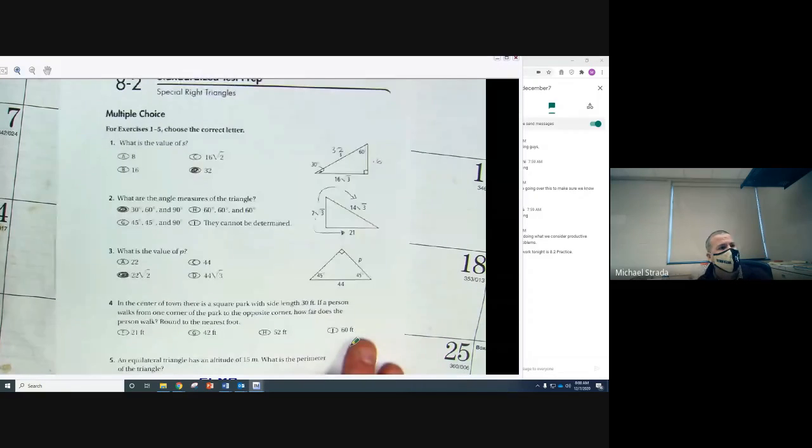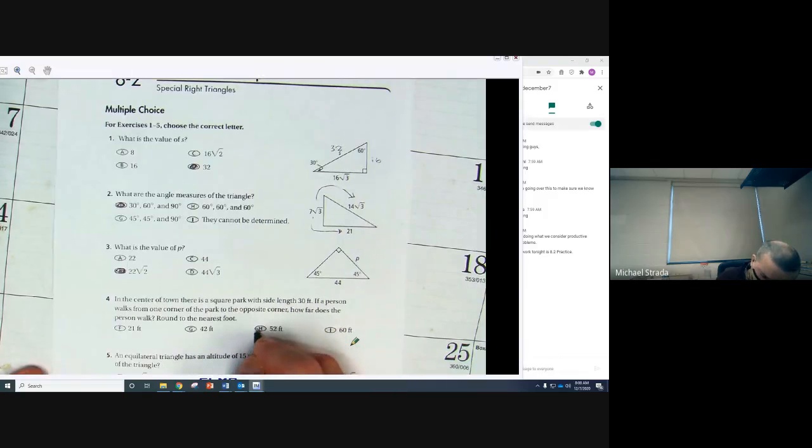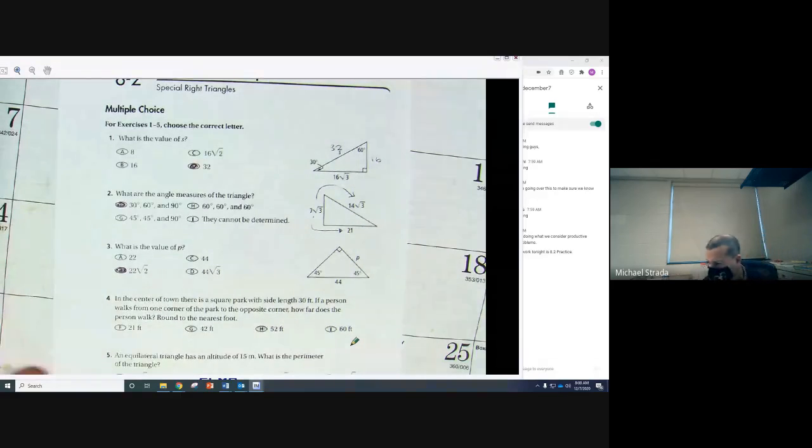In the center of town, there's a square park with side length 30 feet. If a person walks from one corner of the park to the opposite corner, how far does the person walk, rounded to the nearest foot? I believe we're looking at approximately 52 feet. H as in heckuva.